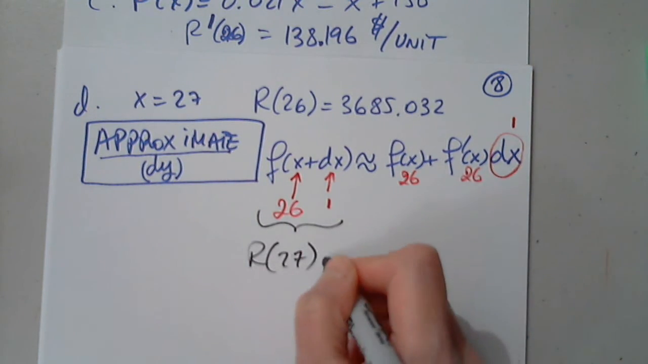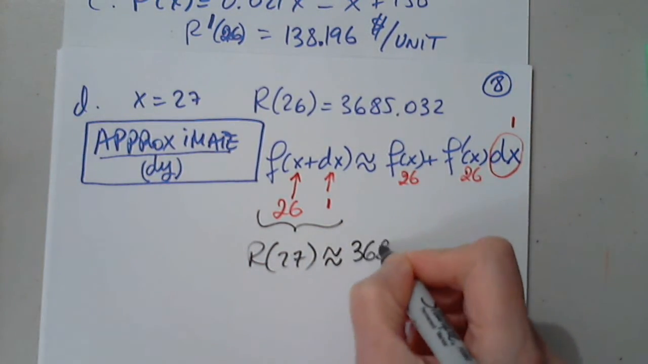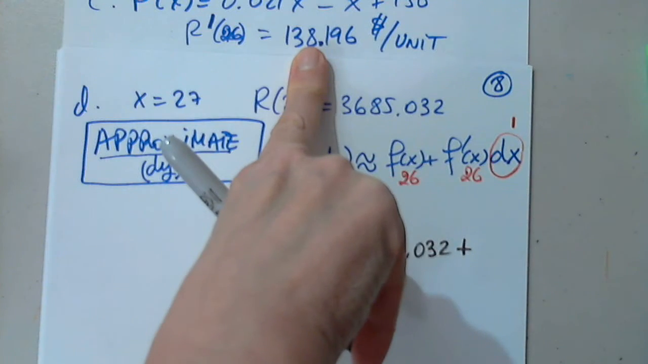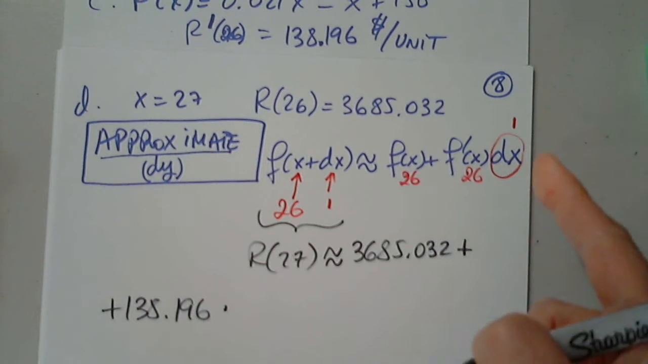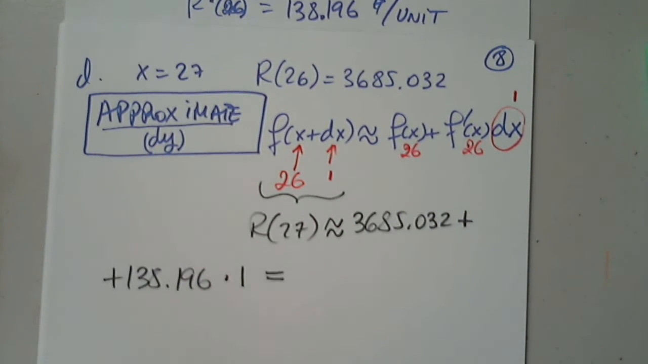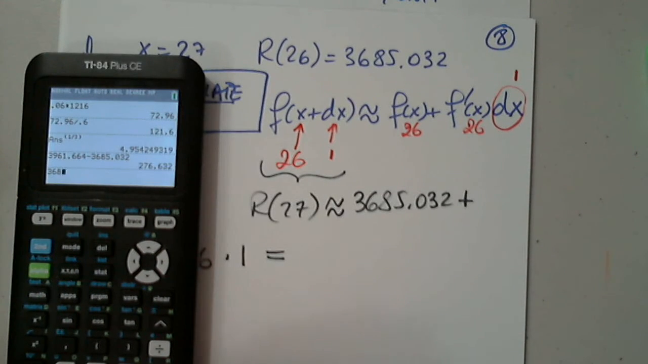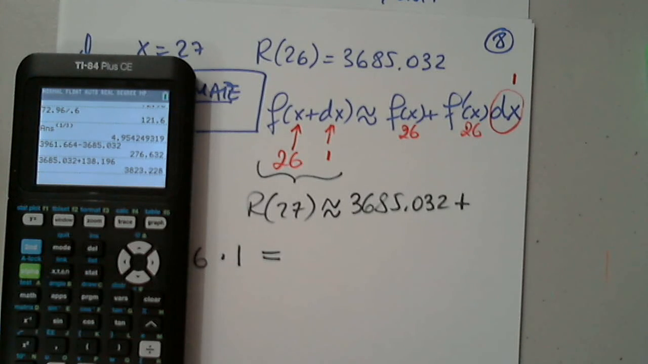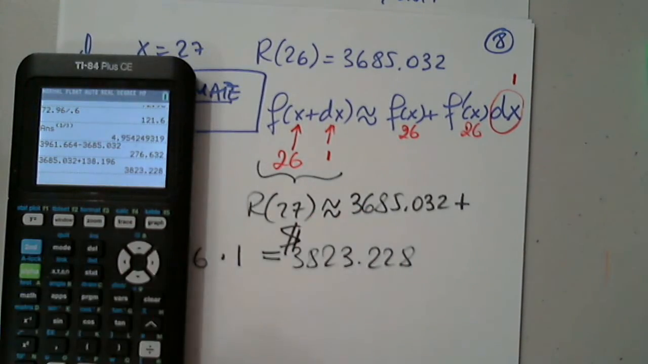So then, all they want us to determine is R of 27. R of 27 is approximately R of 26 plus R prime of 26 times 1. That's all they want. So 3685.032 and plus that 138.196. Done. 3823.228. And of course, we're talking about dollars.